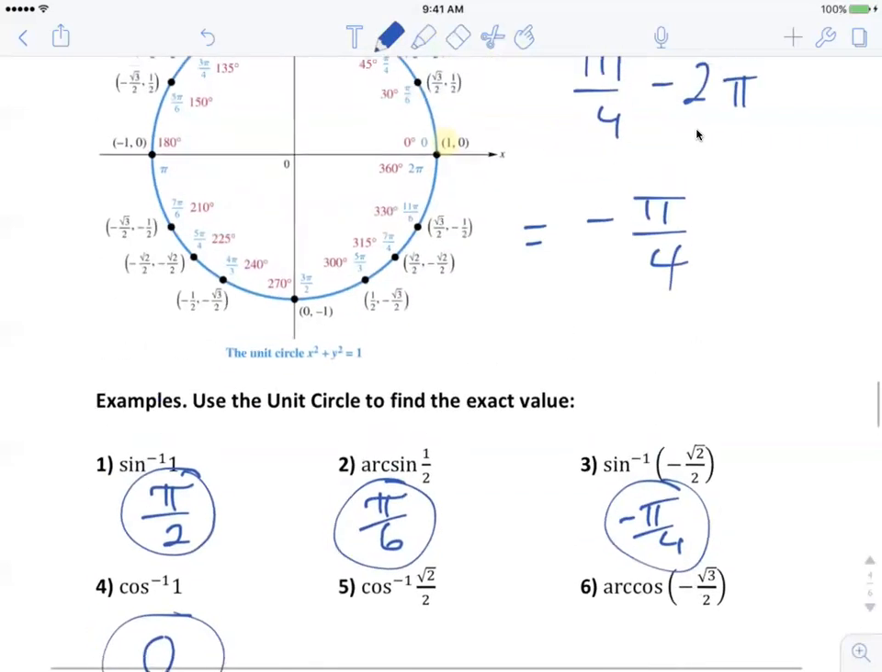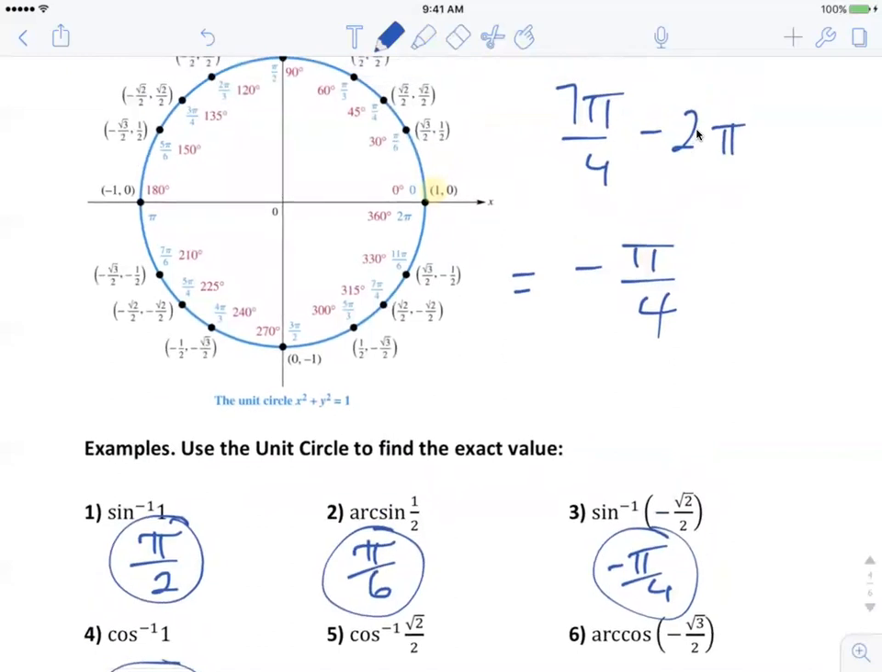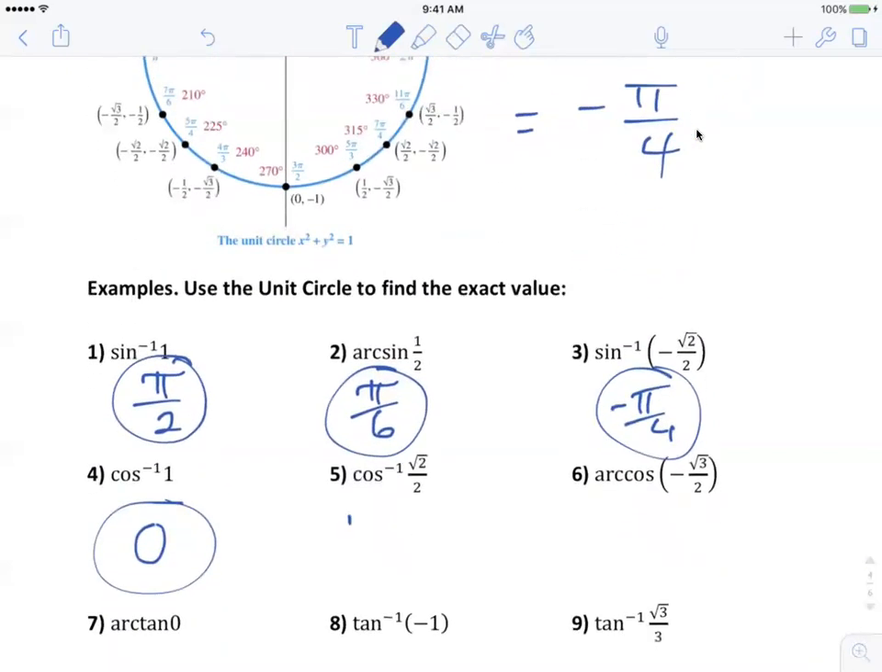Okay. How about cosine inverse root 2 over 2? There it is. X coordinate root 2 over 2, answer pi over 4, or 45 degrees if they wanted degrees. And then negative root 3 over 2.